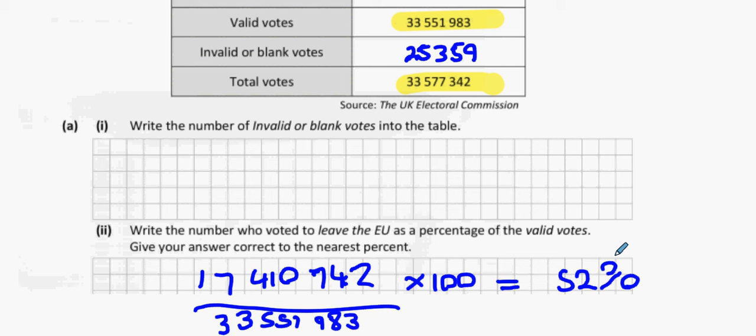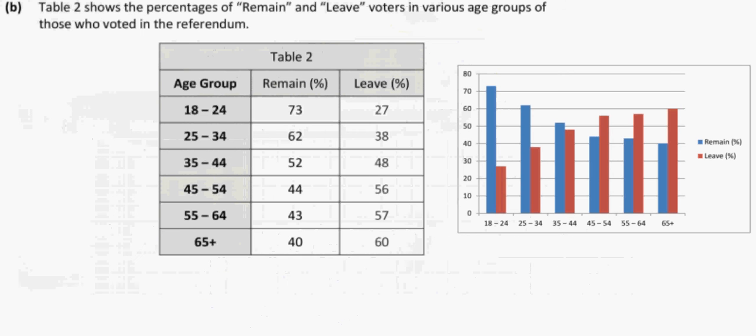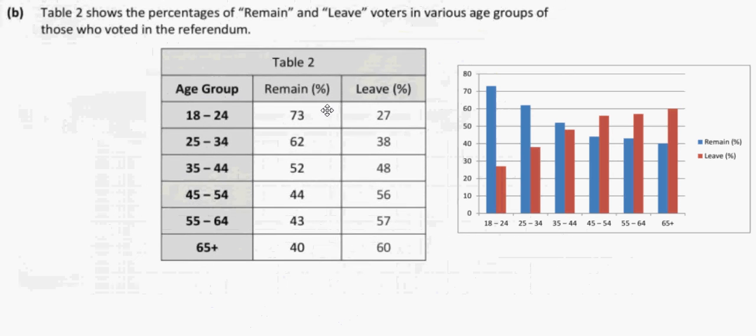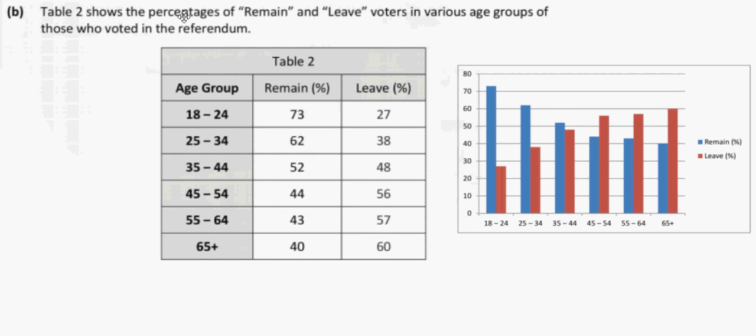That's the only way you can find it. Yeah, it's the way you find the percent. Just your number divided by your total multiplied by 100. Alright. This is B, is it? Now, do you want us to do a table? The table shows the percentages of remain and leave voters in the various groups of those who voted in the referendum. How would you display this data?